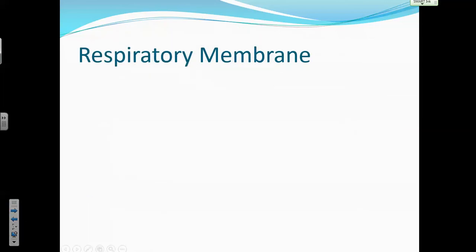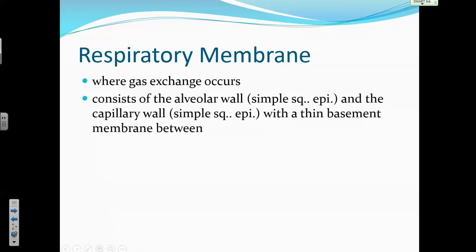Okay. So, we've talked about some body conditions that can affect your breathing center, your respiratory center. But now we're going to talk about where the gas exchange is actually taking place. That location is described as being your respiratory membrane, which of course is at the alveoli. You know that. In order for gases to move across a respiratory membrane, that membrane has to be super thin.